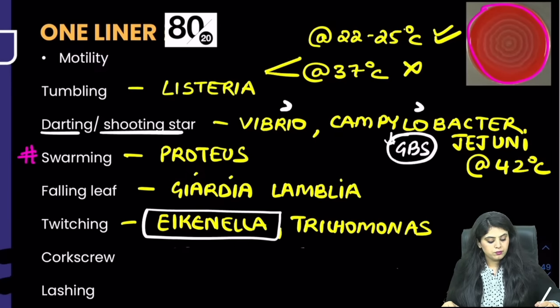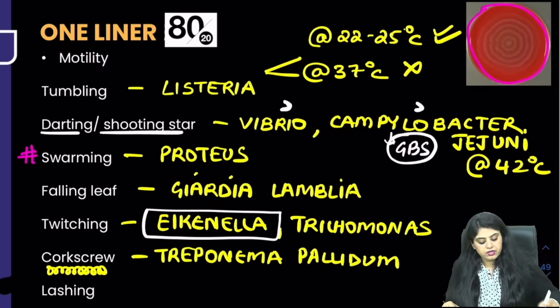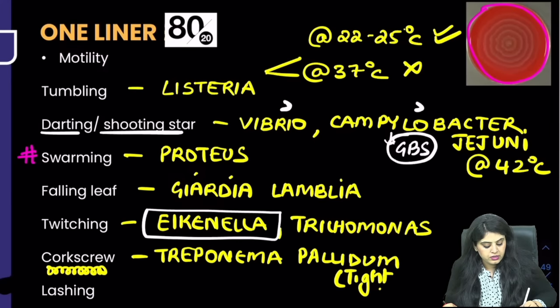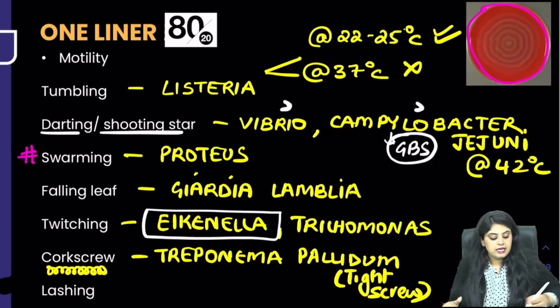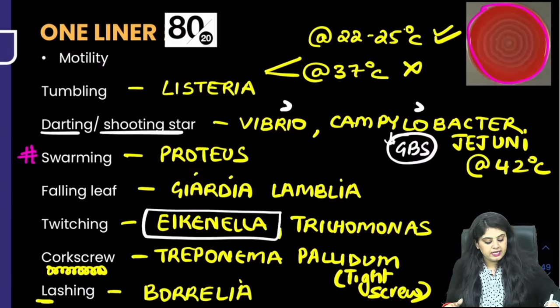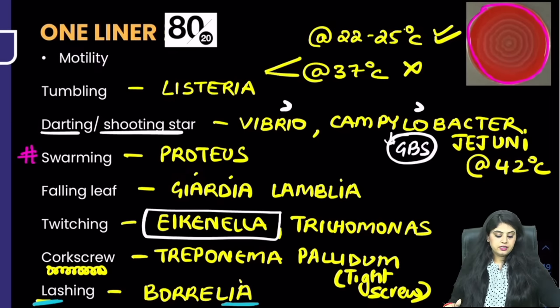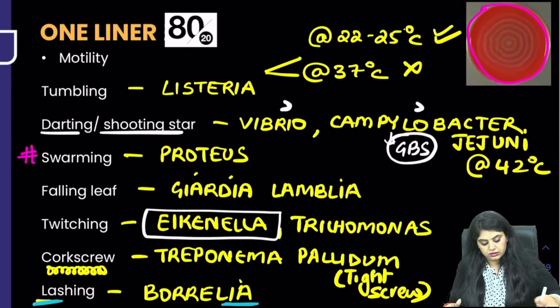Coming to the corkscrew, ma'am, the one that is looking like a screw, tight like a screw. What is tight like a screw? Treponema pallidum. Treponema pallidum looks like a tight screw. The shape is only like a tight screw. So corkscrew motility. And lashing motility, Borrelia. Borrelia is going to have a lashing motility. Again, settled. We are done with all the motilities that you had to know. Okay, everyone, can I move forward with it?